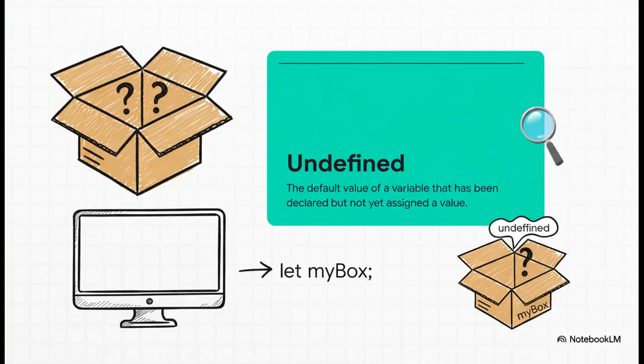Let's start with undefined. This is the untouched box. So imagine you declare a variable. You type out let myBox. You've basically just told the program, hey, I need a box, and the program gives you one, but you haven't put anything inside it yet. Its state by default is undefined.